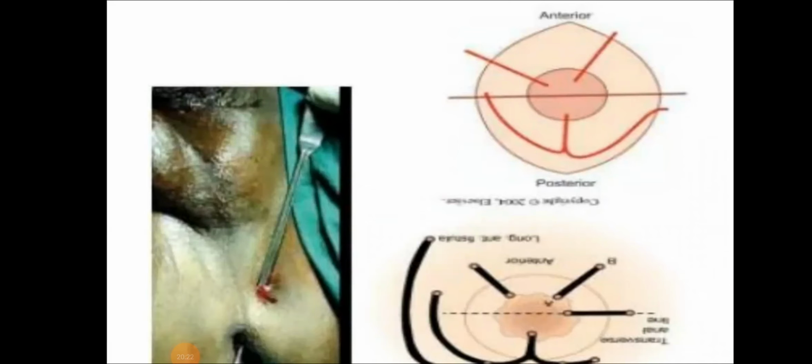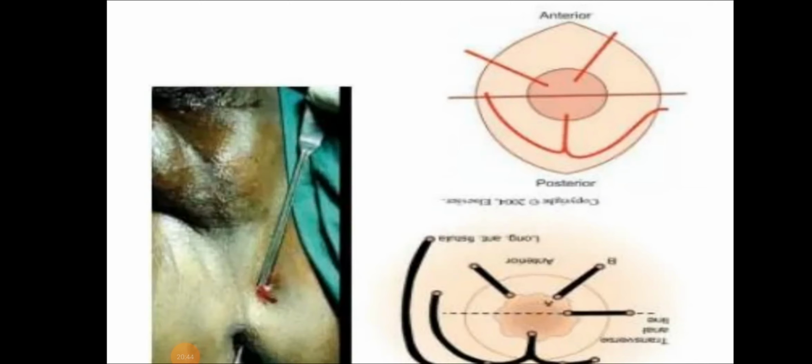And one exception is told: the external opening will be anterior to the imaginary line, but if it is more than 3.75 centimeter away from the anus, then even though it is anterior, that tract will be curved, and it will be ending in the posterior midline. That is told in the Goodsall's rule.